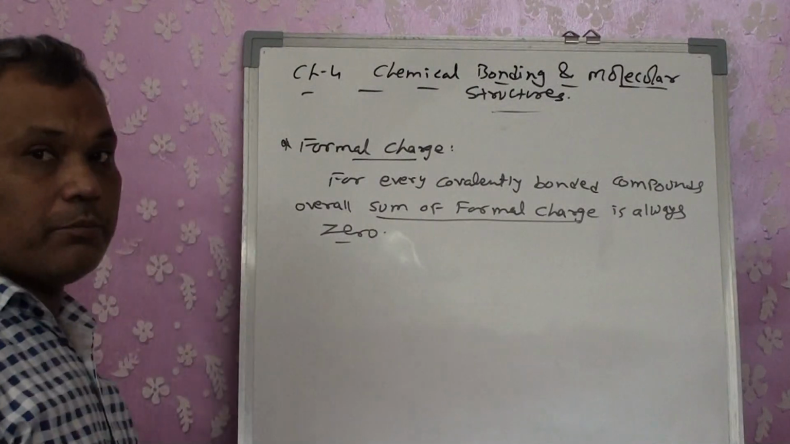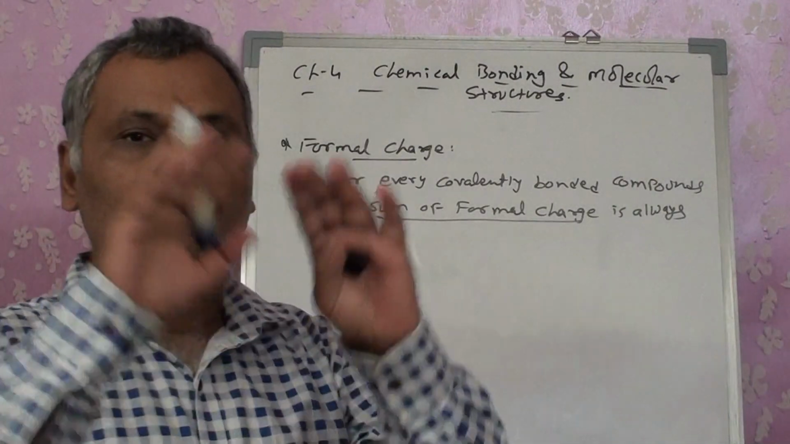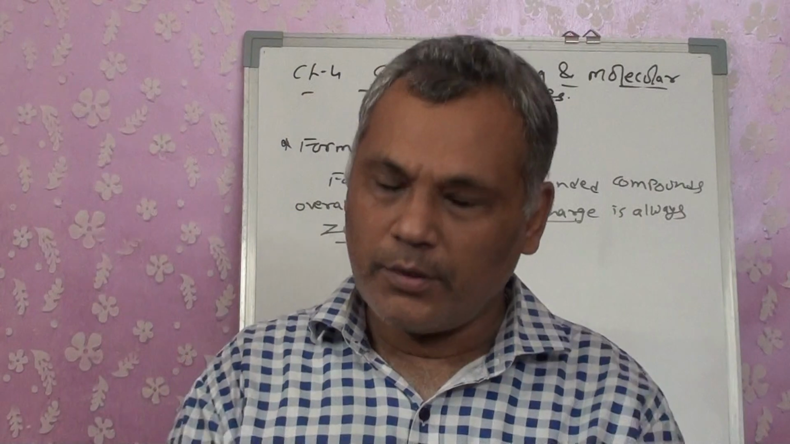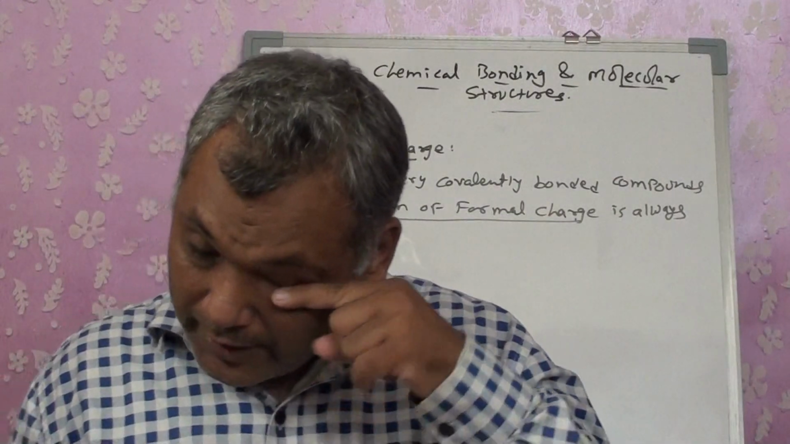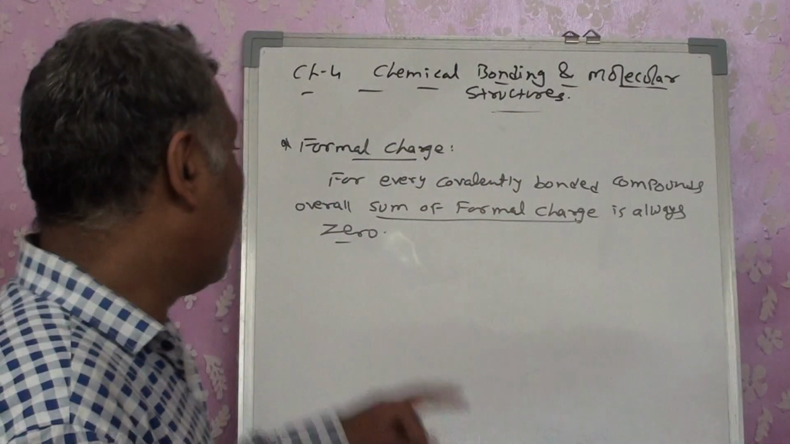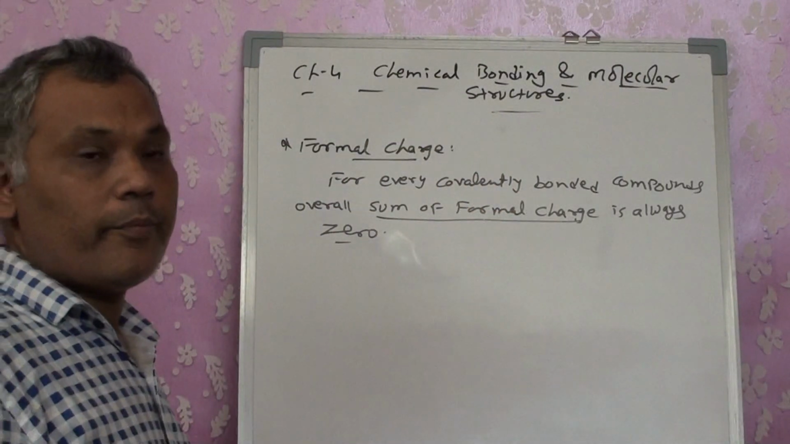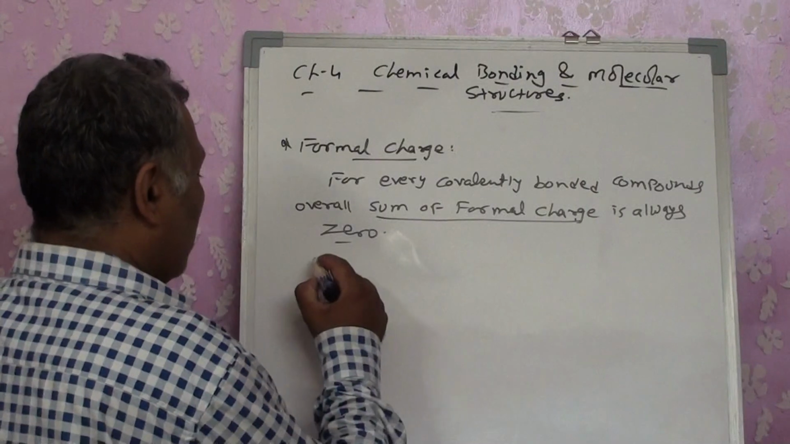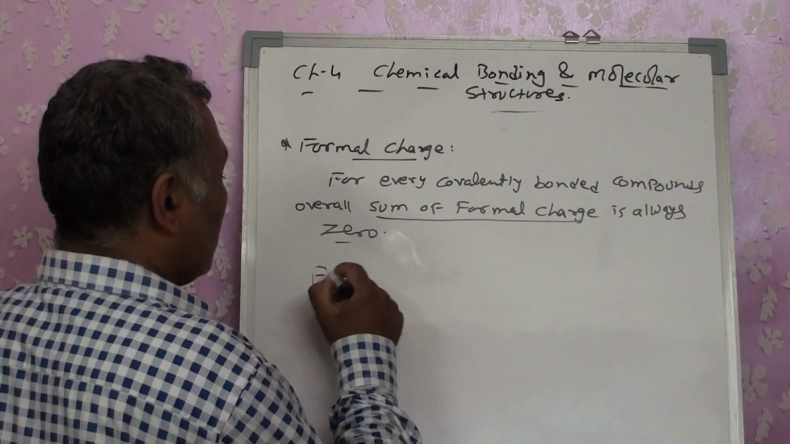I'm talking about the sum, meaning for each and every atom, all the atoms present in the given compound. If we calculate all their charges and sum them up, you will always get the answer 0. Right? Okay. But how to calculate the formal charge? Formal charge.